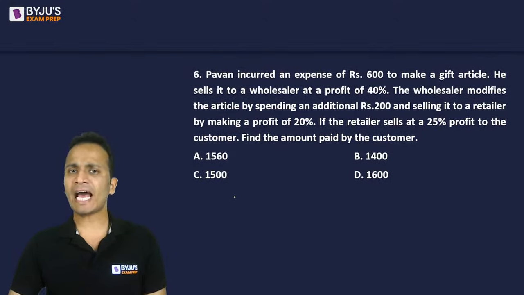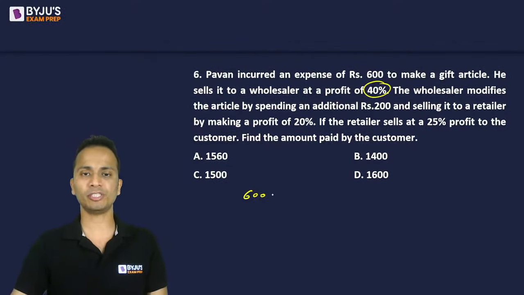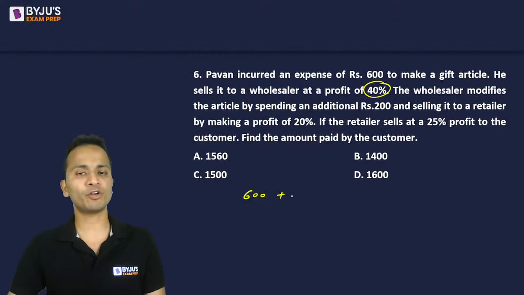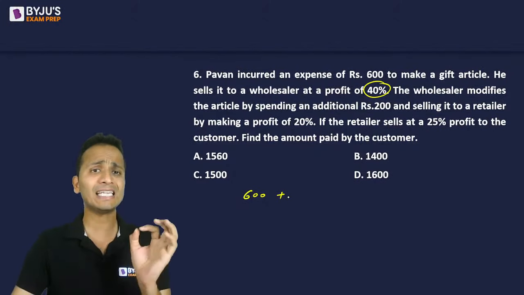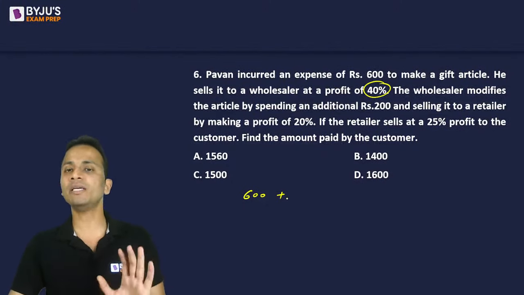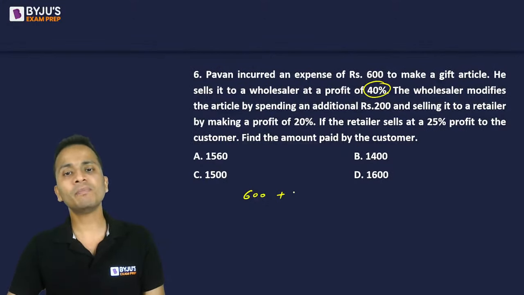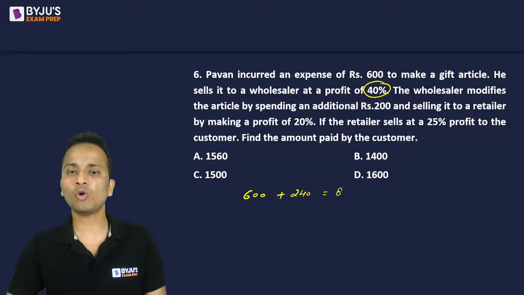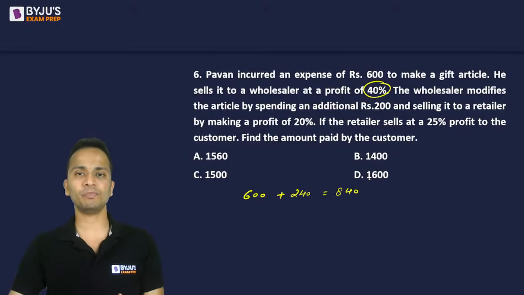So Pawan incurred an expense of 600 rupees. Pawan spent 600 rupees to make a gift article. Now he sells it to the wholesaler at a profit of 40%. That means he sells it at 600 plus 40% of 600. Now 40% of 600 is 240. So that means he sold it at 840 rupees.